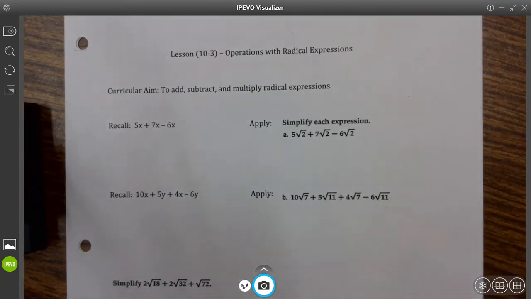Okay, this is lesson 10.3. We're in chapter 10, third section, operations with radical expressions. So we're going to add and subtract and multiply radical expressions today.